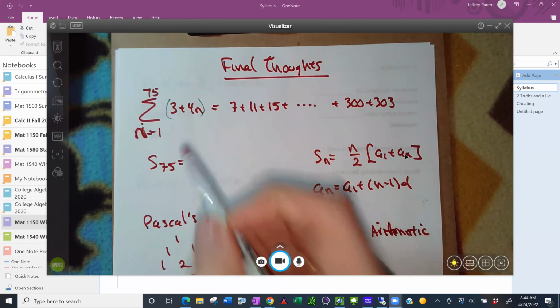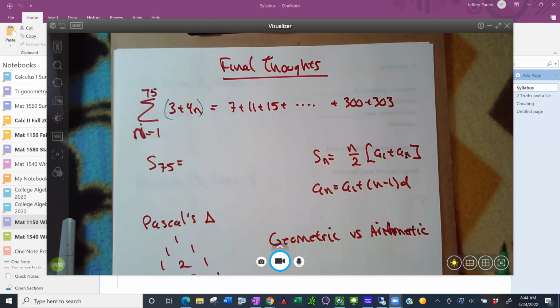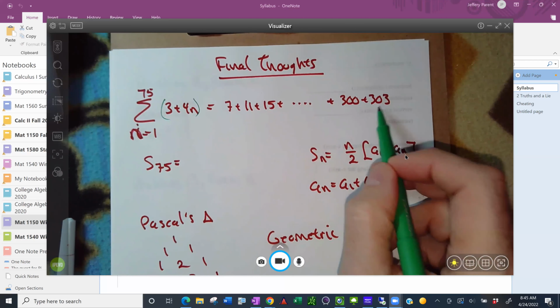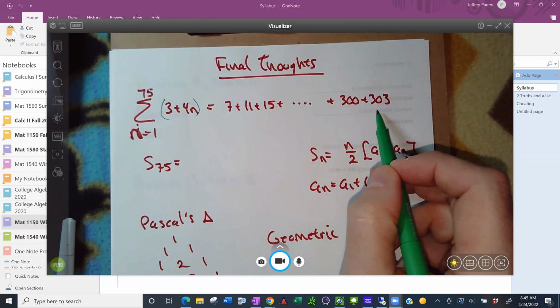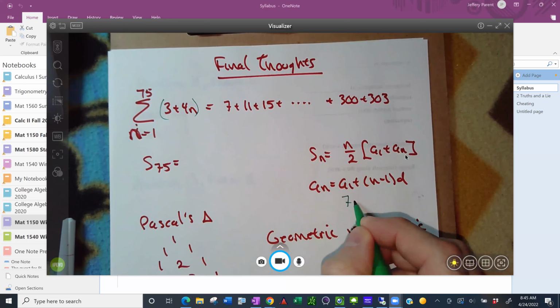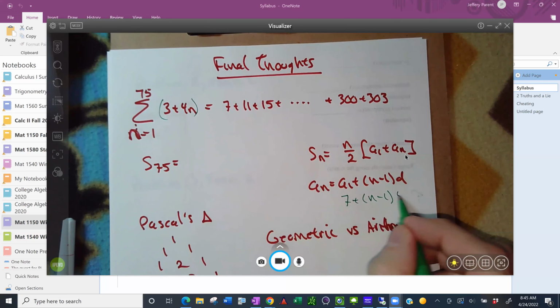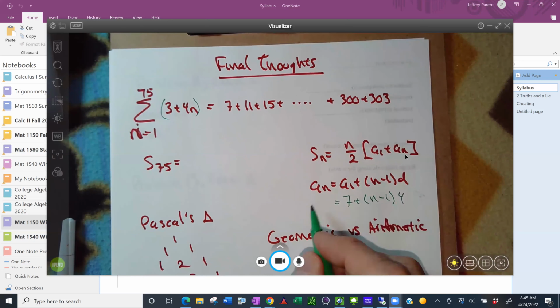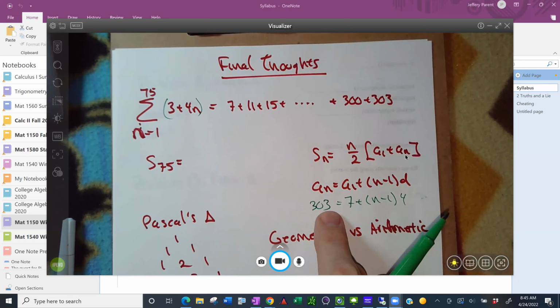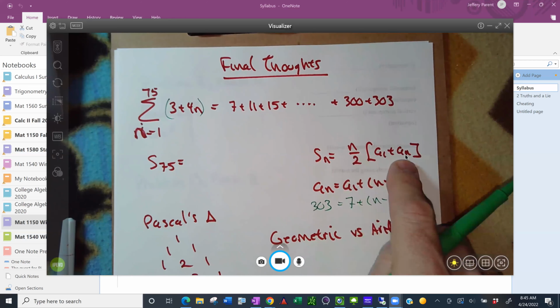I probably want you to find something like S sub 75. Now, on the test that you just took, this was a lot harder because I didn't tell you how many terms there were. You had to figure that out. You had to figure out that, oh, this is a geometric series. First term is 7 plus n minus 1 times d. D is the common difference. That would be a 4. So if you solve this equal to 303, then you can figure out, oh, gee, this was the 75th term, and then you can plug it in this formula.